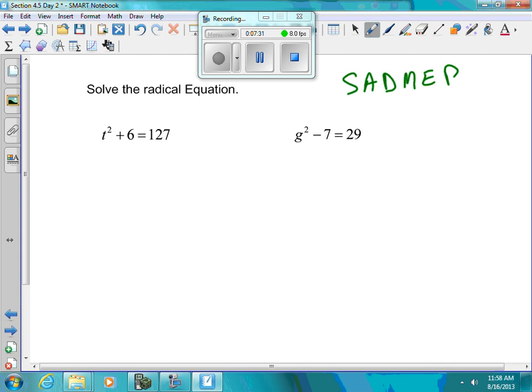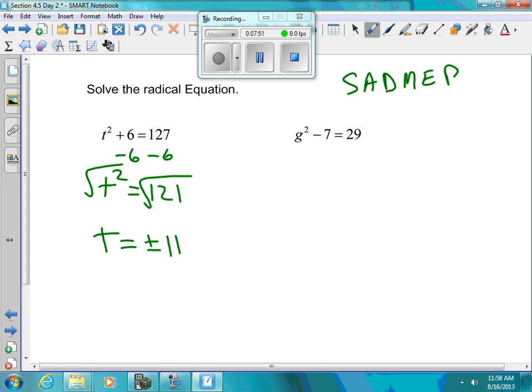Okay, so in this case, I have something being added to t squared. How do I undo adding it? I subtract. Subtracting will cancel it out. So t squared equals 121. I square root 121. T equals plus or minus 11. Hopefully that came out what you got.